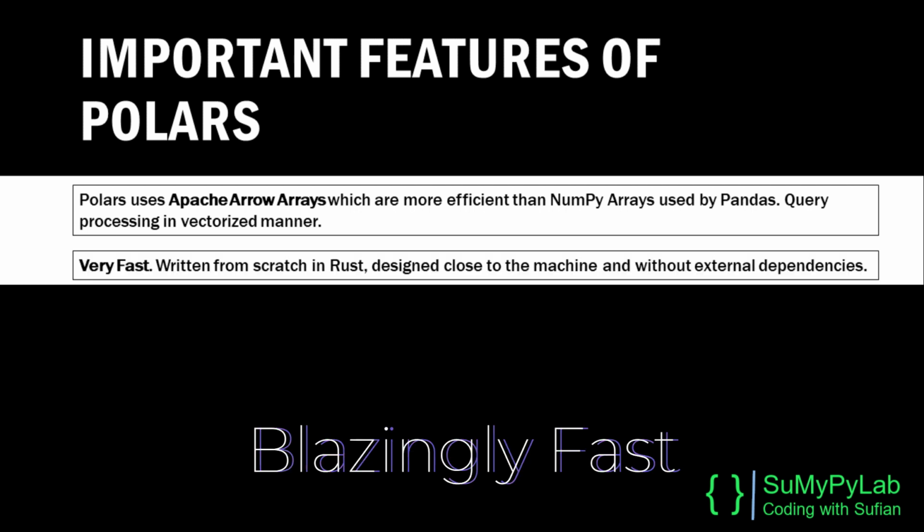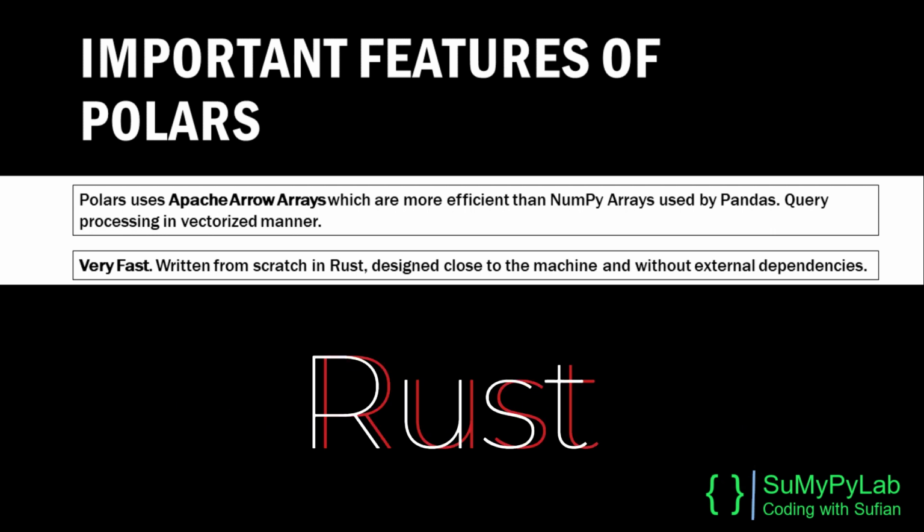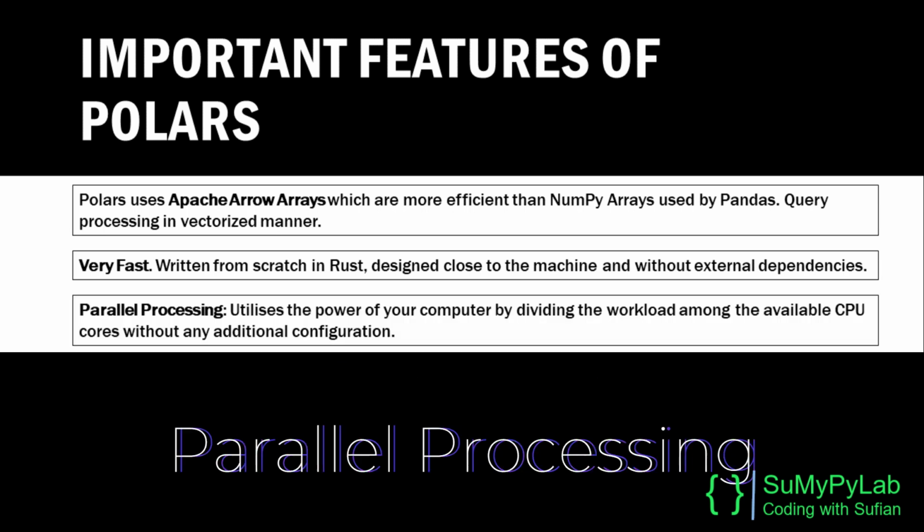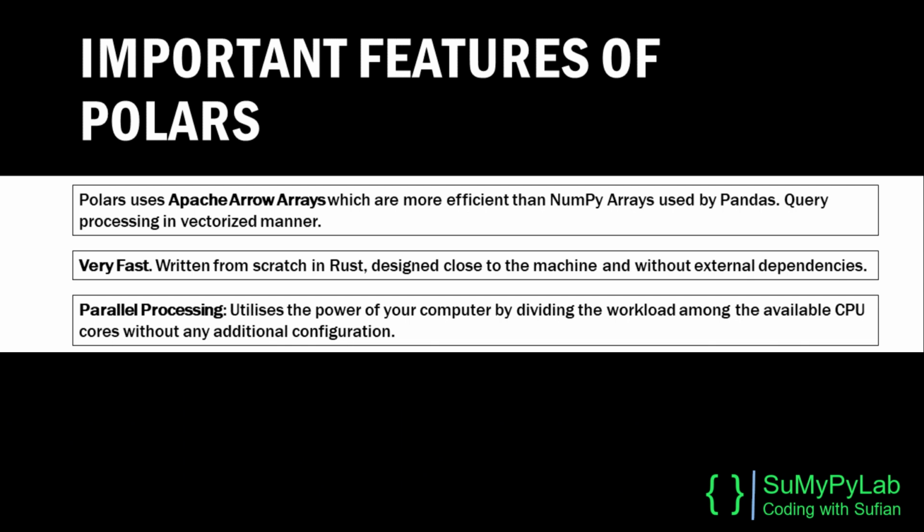Polars is blazingly fast. It is written from scratch in Rust, designed close to the machine and without external dependencies. Another important feature is parallel processing. Polars utilizes the power of your computer by dividing the workload among the available CPU cores without any additional configuration.